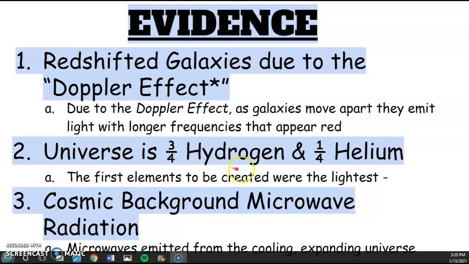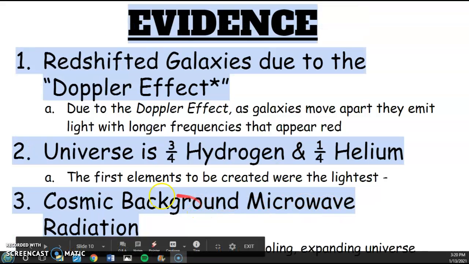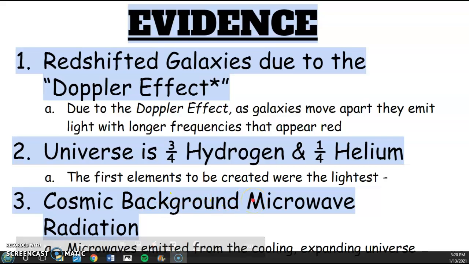Number two, three-quarters of the universe, or most of the universe, is composed of hydrogen and helium, which are the two simplest elements. These are elements 1 and 2 on the periodic table. They are very simple, and if you take hydrogen and helium, you can basically make up everything else just by combining these elements together. So we expect the universe to be composed mostly of these two elements, and that's exactly what we find.